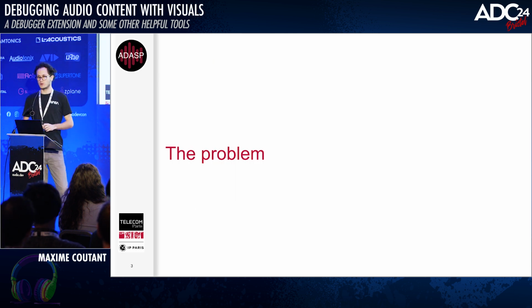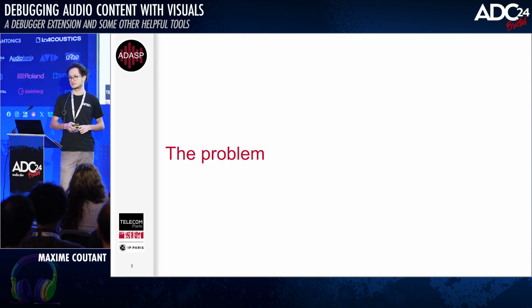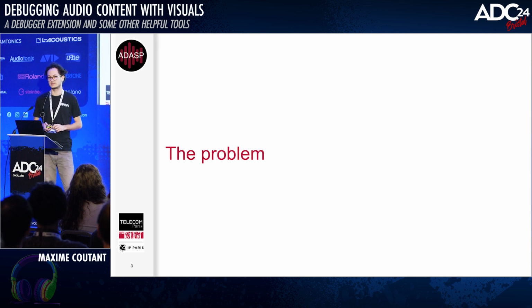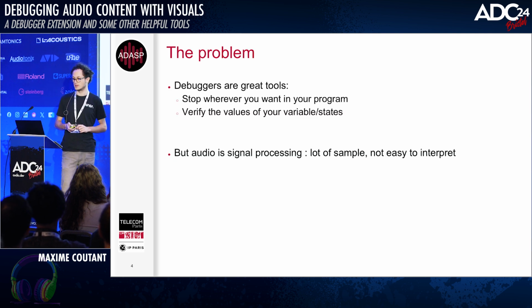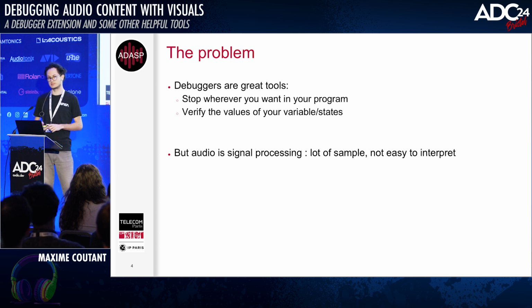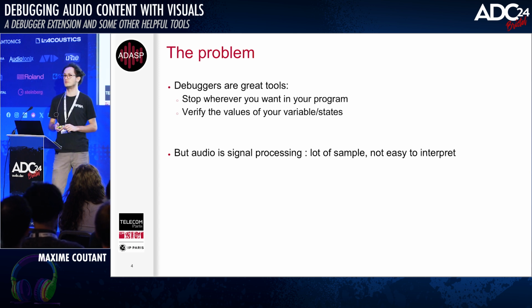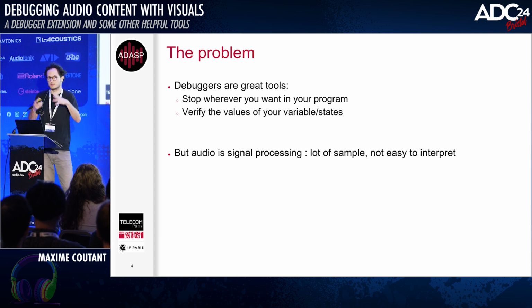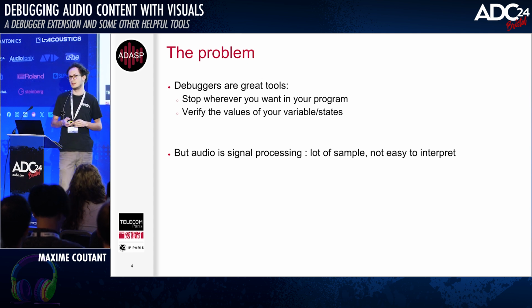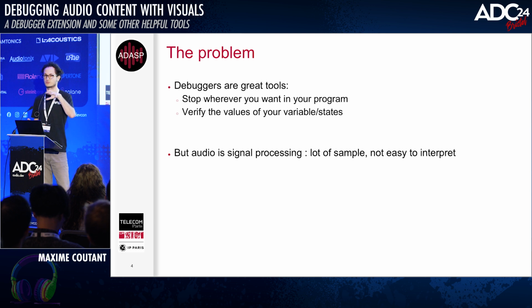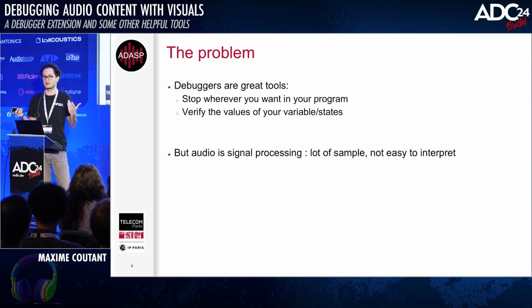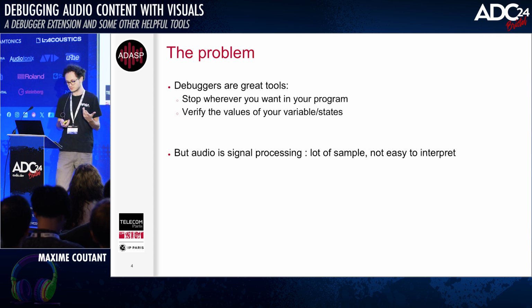Okay, so what are we actually going to talk about? I've been programming audio for 5 or 6 years now, and I've had a problem many times. It all starts with debuggers. Debuggers are one of the greatest tools you can use as a software engineer. It's for those who maybe never used it. It allows you to stop wherever you want in your program, and then you can verify the state, the variables of your program, and even modify them to verify if everything is going according to plan.